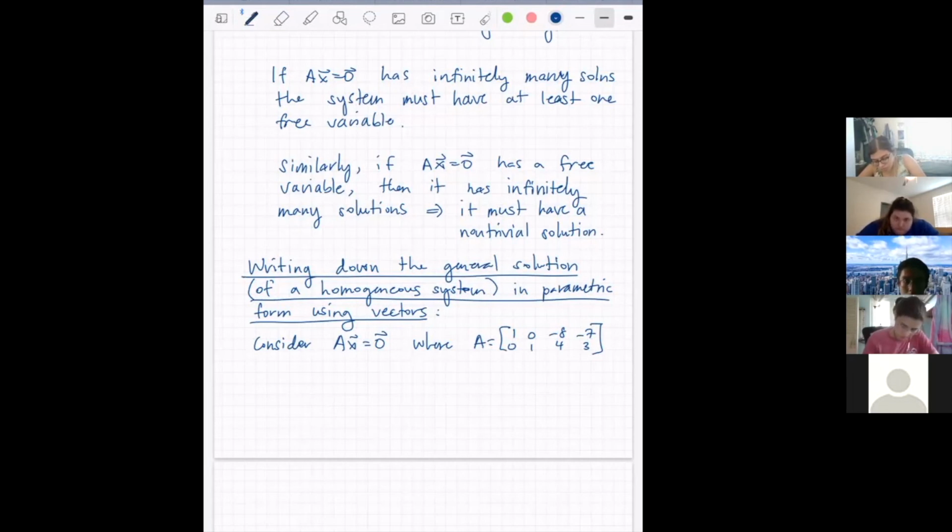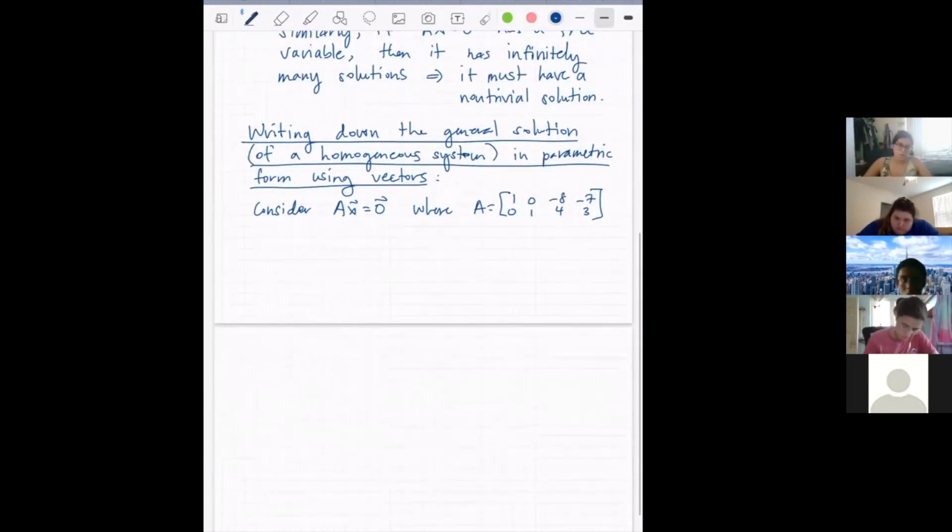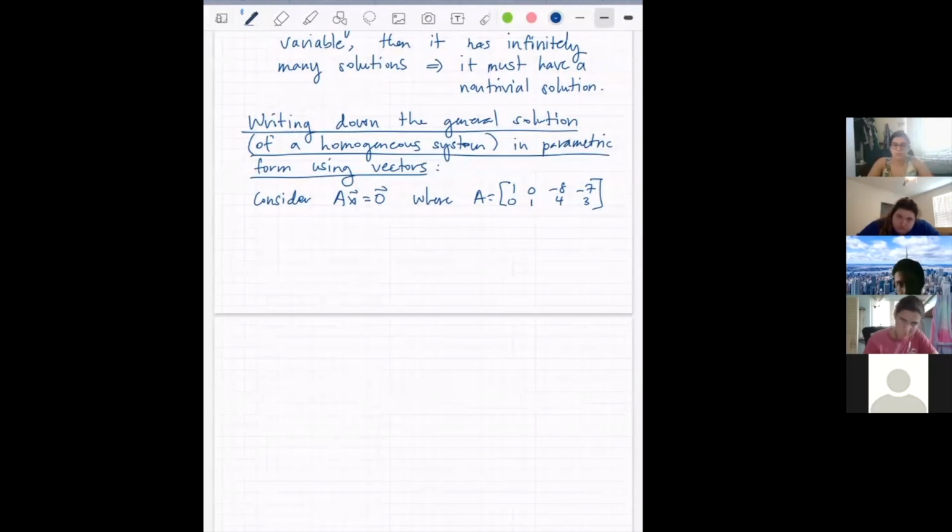Okay. So this system, if we were to write down what it means in terms of the equations involving the variables x1 up to x4, we would get x1 minus 8x3 minus 7x4, right? And then the second row would give us x2 plus 4x3 plus 3x4. And these will both be equal to 0, right? Because the vector will be equal to 0.